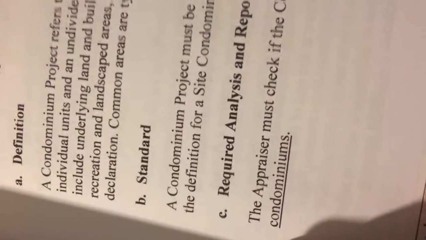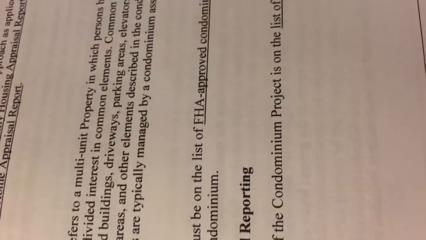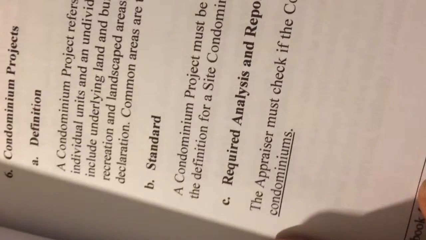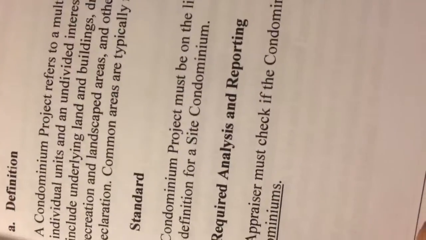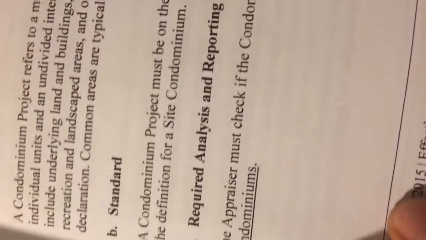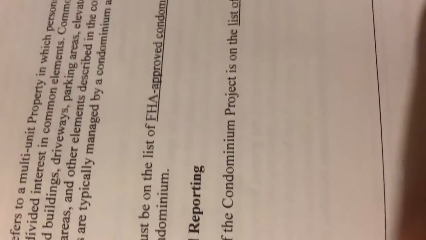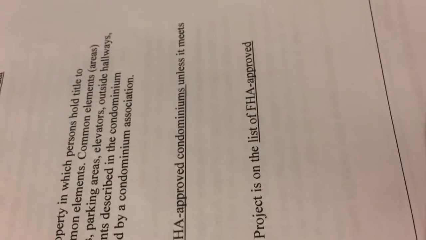Standard. A condominium project must be on the list of FHA approved condominiums unless it meets the definition for a site condominium. Required analysis and reporting. The appraiser must check if the condominium project is on the list of FHA approved condominiums. Page 64.